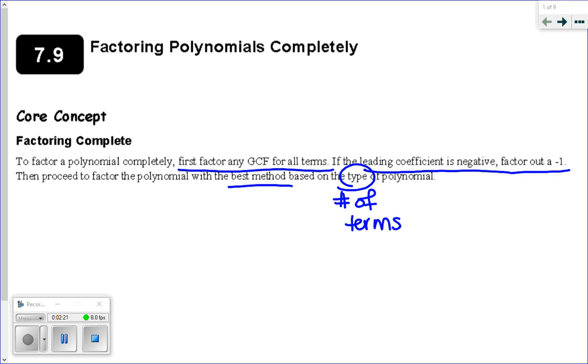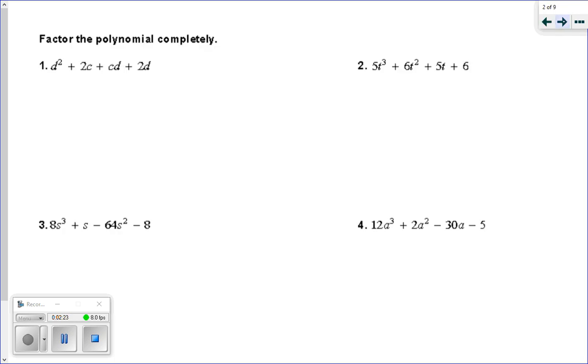So let's just review. For example, let's take a look at this first group. All of these examples have 4 terms, all polynomials with 4 terms in them. And so when we're dealing with a 4-term polynomial, of course, step 1 is always look for a GCF. But then once you factor that out, we factor by grouping. That's our technique for this. So anytime you see 4 terms like this, you're going to factor by grouping.